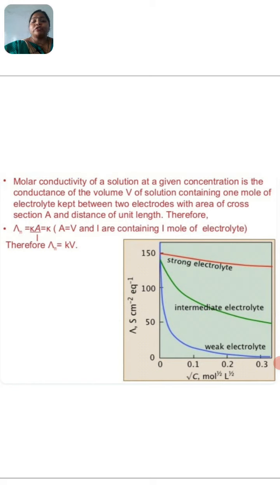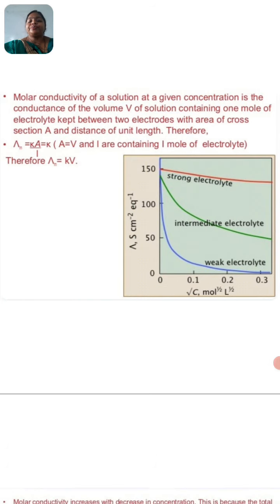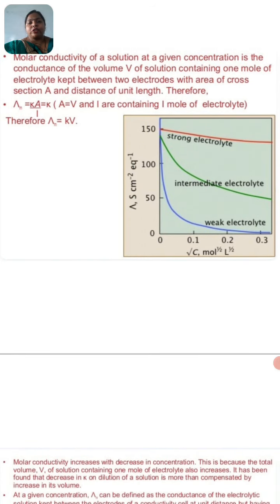Molar conductivity of the solution at a given concentration is the conductance of the volume V of solution containing 1 mole of the electrolyte kept between two electrodes with area of cross section A and distance of unit length. Therefore, G = K·A/L, and A/L = V, the volume containing 1 mole of the electrolyte. So, diagrams and graphs are shown here.